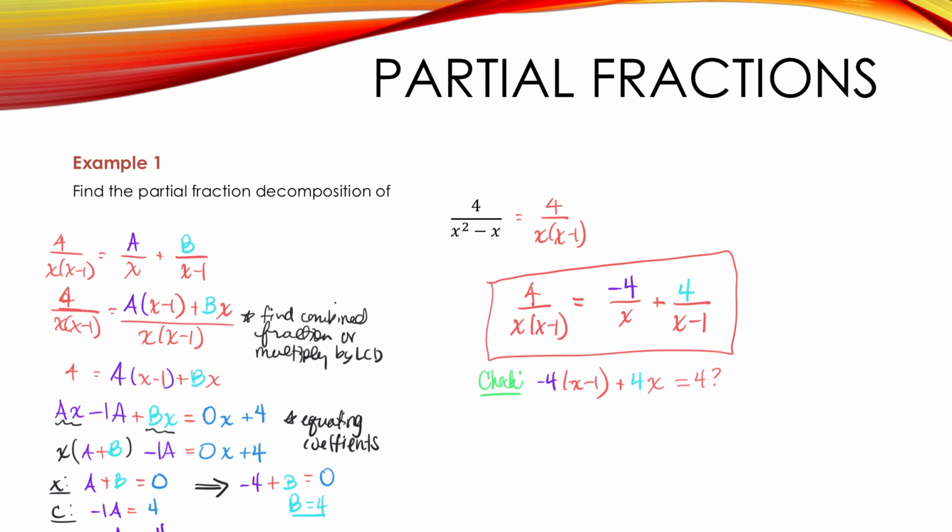So the question is, does it? Well, let's see here. So we would end up with negative 4x plus 4 plus 4x. Does it equal 4? Well, those x's sure cancel out. 4 does, in fact, equal 4. So we are good. Okay? So when in doubt, run a check. Make sure you got the right answer.